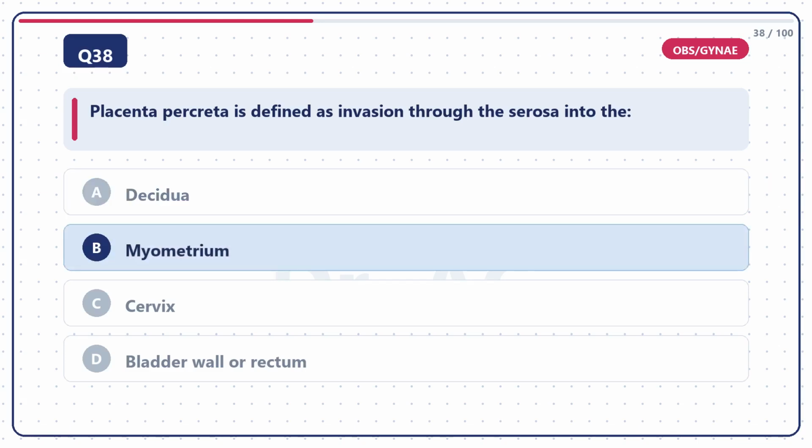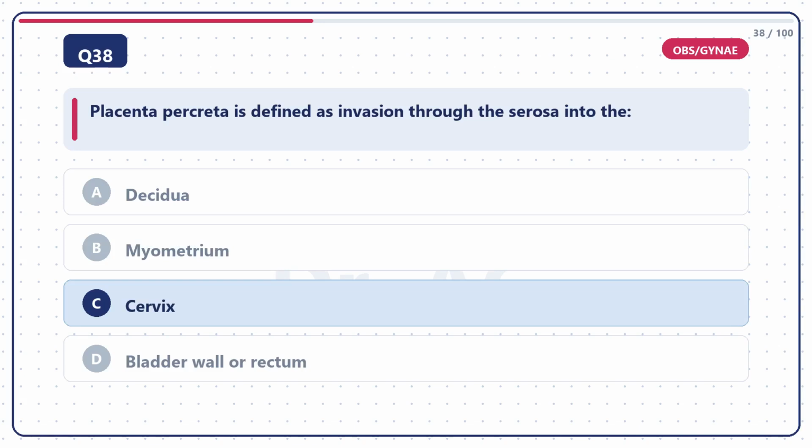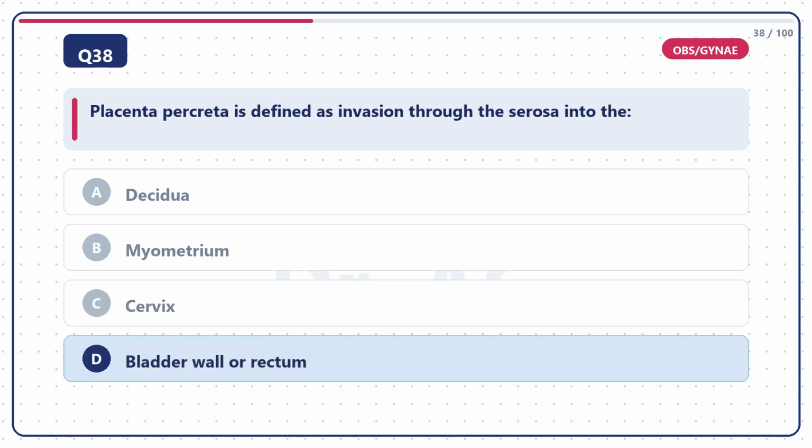Option A, decidua. Option B, myometrium. Option C, cervix. Option D, bladder wall or rectum.